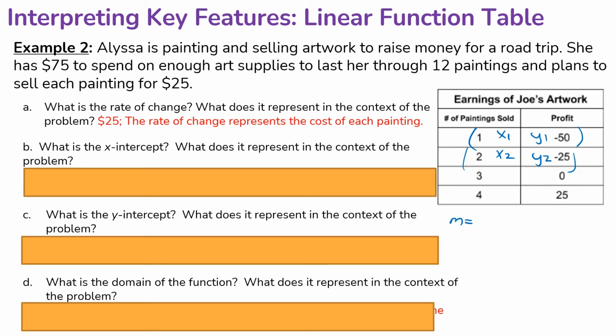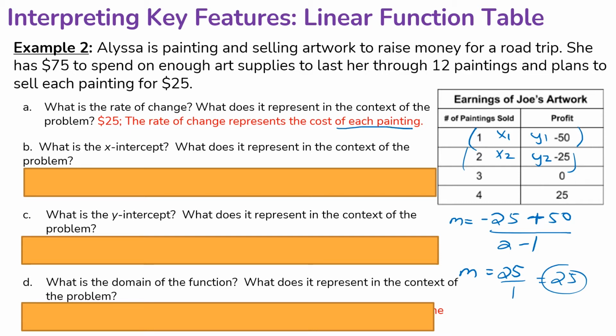So y sub 2 minus y sub 1, that would be -25 minus -50 over 2 minus 1. And that double negative is a plus, right? So -25 plus 50 will give me a positive 25. 2 minus 1 is just 1. So the rate of change would be 25, and I just used the slope formula, and it represents the cost of each painting here.